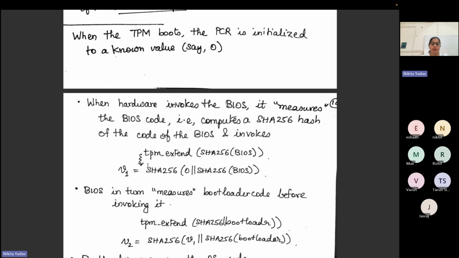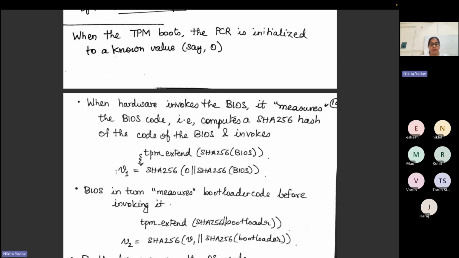The TPM, which of course is also hardware only, is another chip. So this value is going to be taken by the TPM, and then zero, the original value in the PCR, will be extended with this argument, and SHA-256 will be computed over this entire concatenated value, and that new value is say V1.